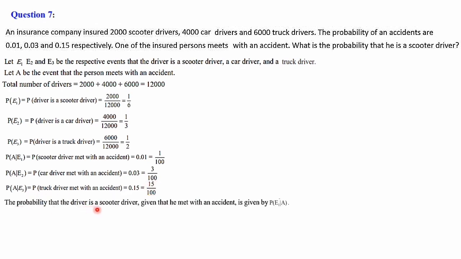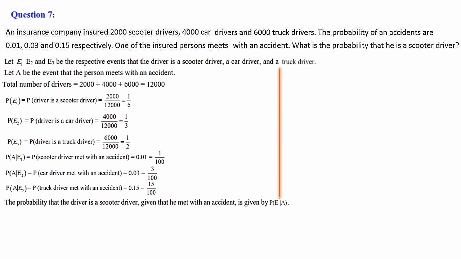Next, the probability that the driver is a scooter driver given that he met with an accident is given by probability of E1 given A. Here it is asked what is the probability that he is a scooter driver, for a person who is meeting with an accident. Scooter driver is, according to our assumption, the event E1. So E1 given A, where the person meets with an accident, that is A. So P of E1 given A, a reverse probability.